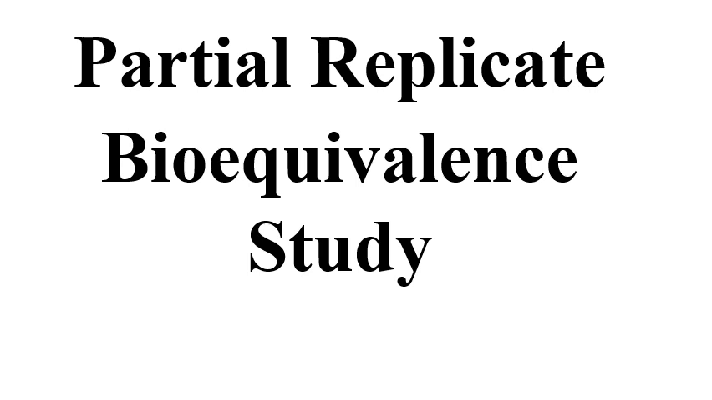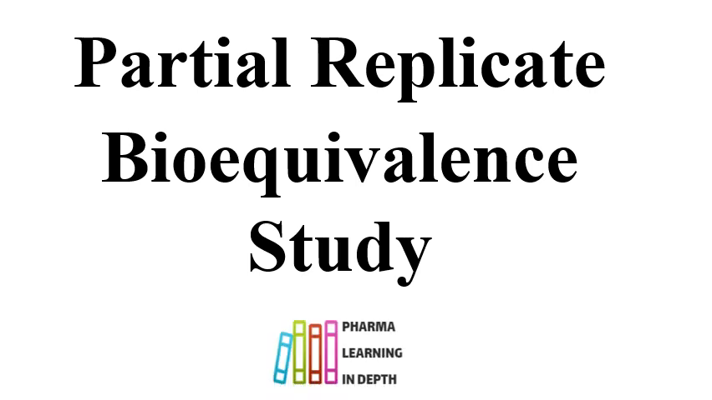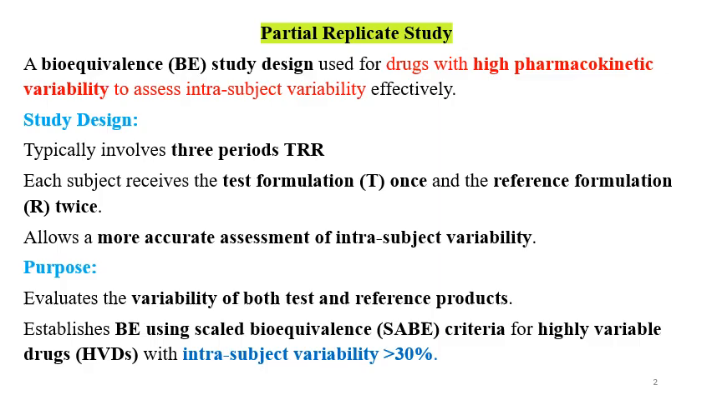Partial replicate bioequivalence study is a type of study design for bioequivalence testing. This study design is used when the drug shows high variability in the pharmacokinetic parameters, to assess the intra-subject variability effectively.